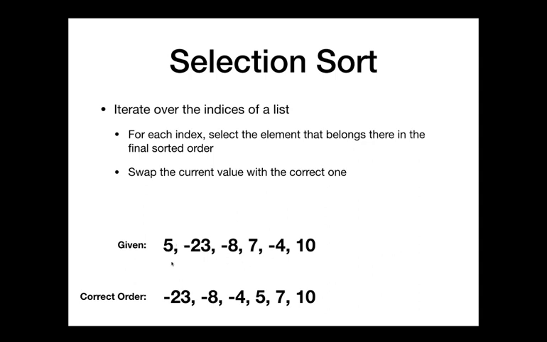So given some list, I want to sort it, and we're going to use the default comparator. We're just going to use less than.